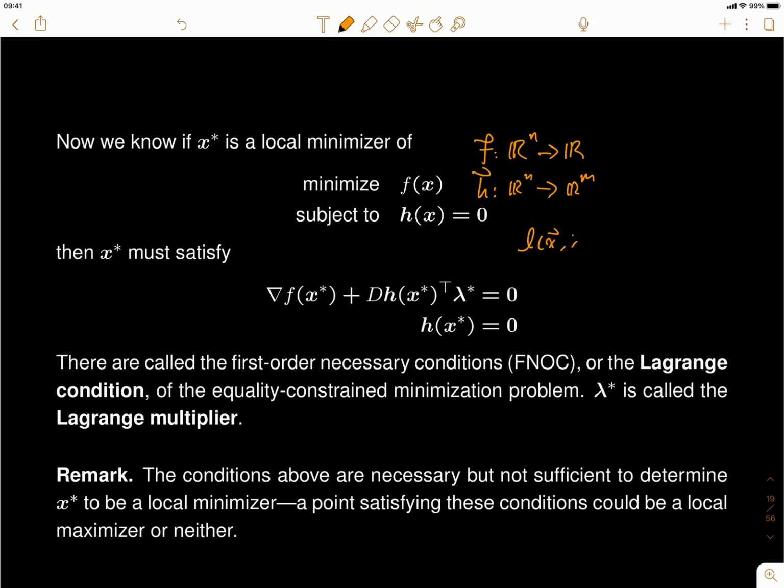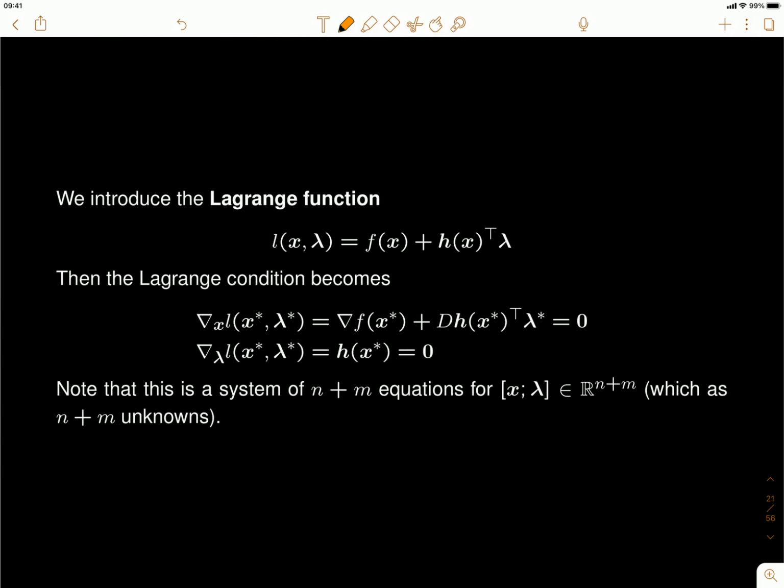of x and lambda. Right now, this x is an n-dimensional vector, lambda is an m-dimensional vector, and this is defined to be f of x plus h of x times lambda. It's the inner product of this m-dimensional vector and this other m-dimensional vector, and this is a scalar. So altogether, it's a scalar. So this is the Lagrange function. You just write it in this way.